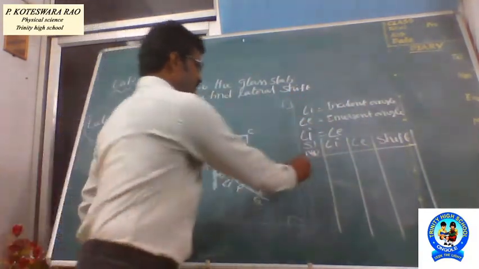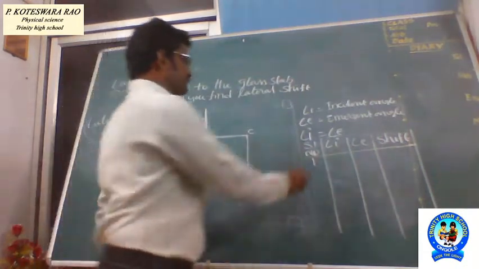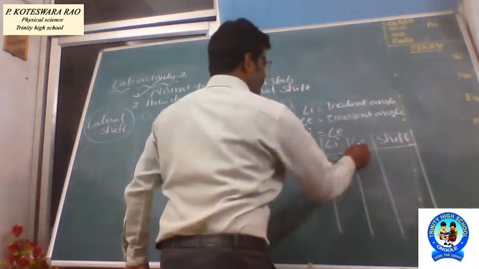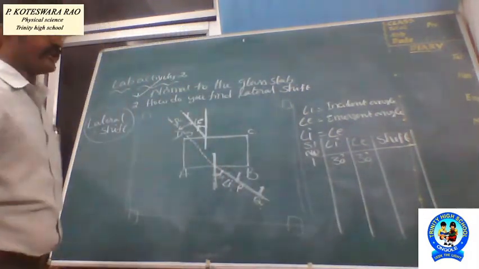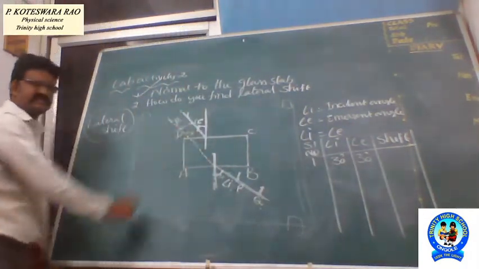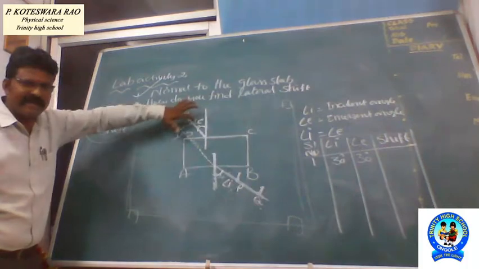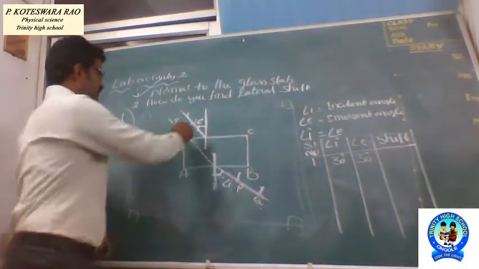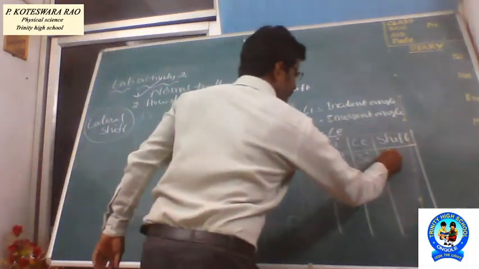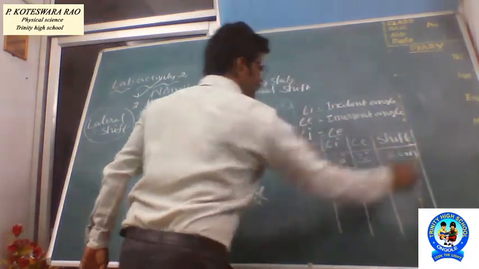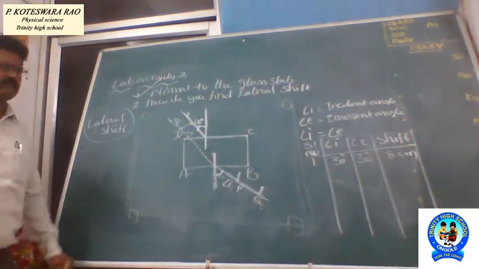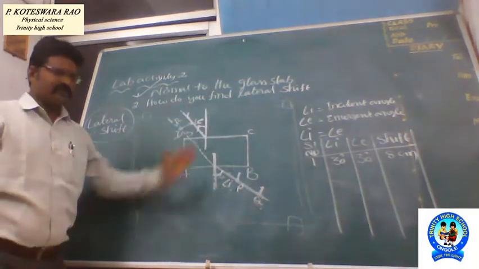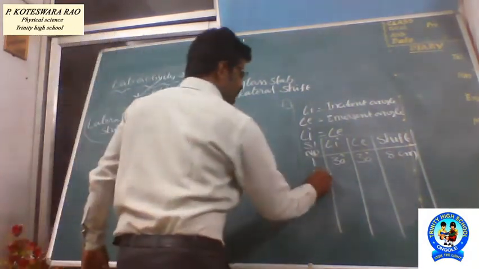Serial number, for example, one: angle I equals 30. And what about angle E? Emergent, 30. For example, what do you know about shift? Shift means the distance between these two parallel lines. For example, this length is nearly 8 centimeters. Okay? Then further we want to increase.